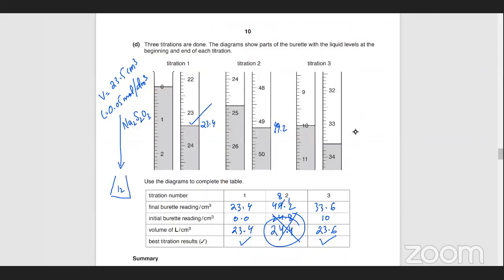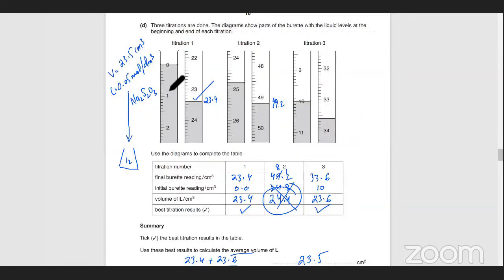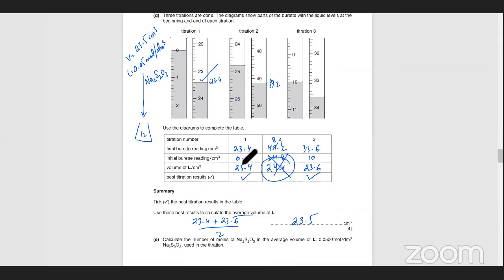Now they are saying to find the moles, how much sodium thiosulfate has been added from the top. The next part is to calculate the number of moles of sodium thiosulfate in the average volume coming out over here. The average volume is coming out to be 23.5. The concentration is 0.05. So we need to find moles. How do you find moles? What is the formula for moles? Moles is concentration multiplied by volume, or any other way that you figured out. Some people would have found different ways of finding moles.